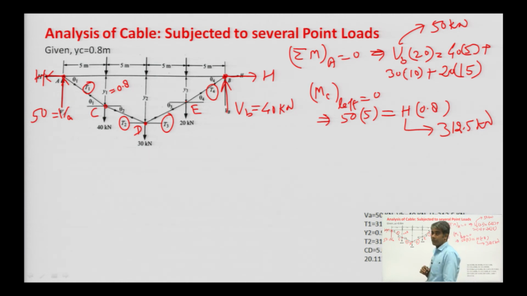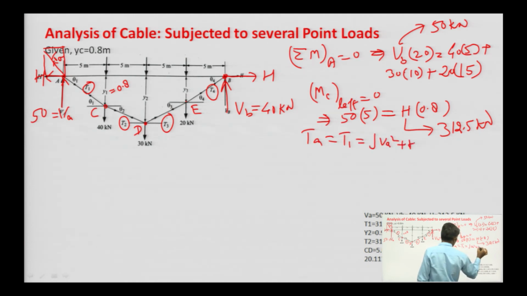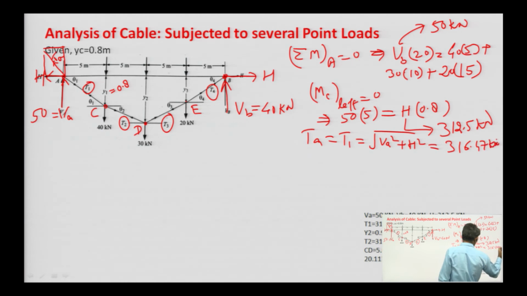If we know the value of H, then we can have the value of the total support reaction TA. TA equals T1, and its value is the square root of VA squared plus H squared. By putting in the values of VA and H, we have the value of T1 as 316.47 kilonewton.